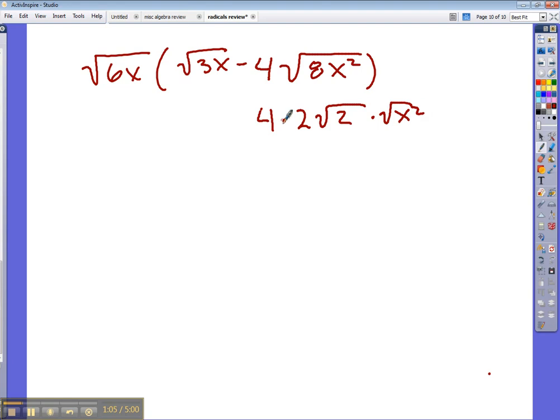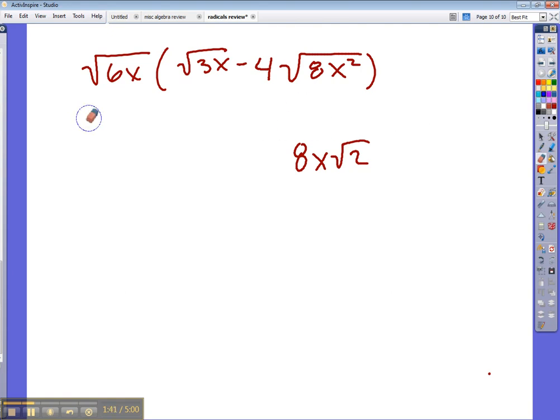Well, what is 4 times 2? 8. Do I have any other perfect square factors here? X squared. What is the square root of x squared? X. So we have 8x times the square root of 2. And so I'm going to rewrite my binomial, but instead of 4 times the square root of 8x squared, I'm going to write 8x times the square root of 2, because they are equivalent. So I'm going to go ahead and erase this so I have a little more room later.